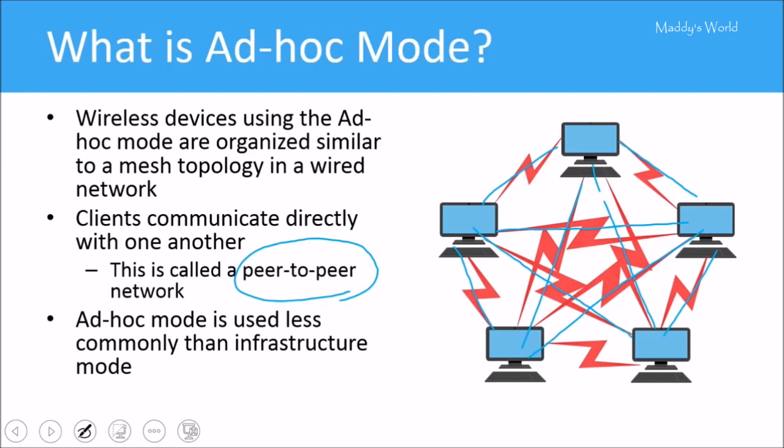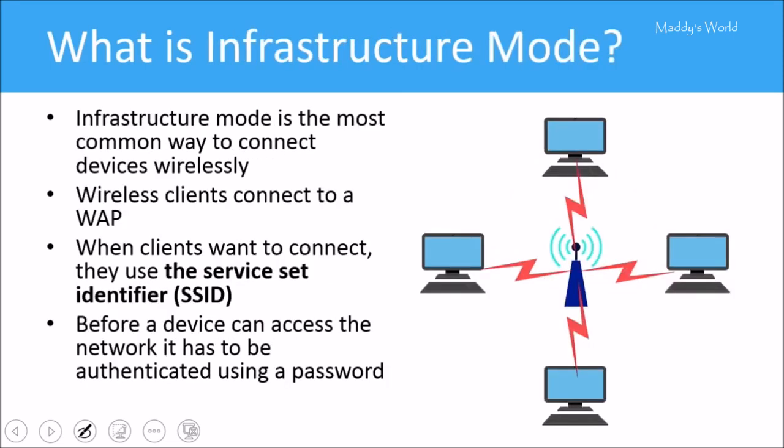Ad hoc mode is used less commonly than our next mode that we're going to feature, which is infrastructure mode. And this is probably the one that you're using right now, even in your house. Could also use it at work or even at school. Okay. Infrastructure mode, most common way to connect wirelessly. What happens is like we've been talking about this entire time, your device is going to connect to a wireless access point, which then is connected to a cable that trails off to a switch and off into a router.